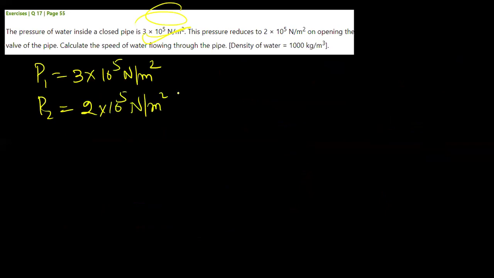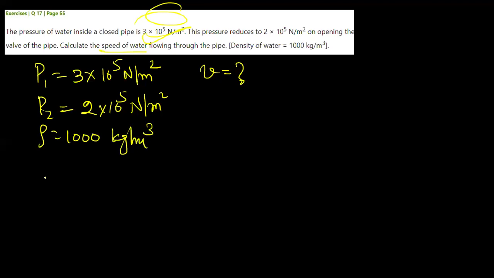Next, again it is a similar sum. The pressure on the water inside a closed pipe is given to you. So this is the first pressure given to you. So suppose P1 is given 3 into 10 raised to 5 Newton per meter square, and second pressure is given to you 2 into 10 raised to 5 Newton per meter square. Calculate the speed. Same formula you are supposed to find जो पिछले sum में किया था. So again density is given as 1000.